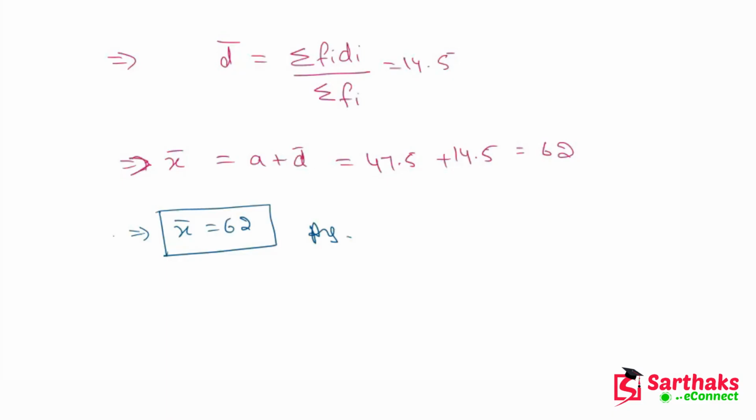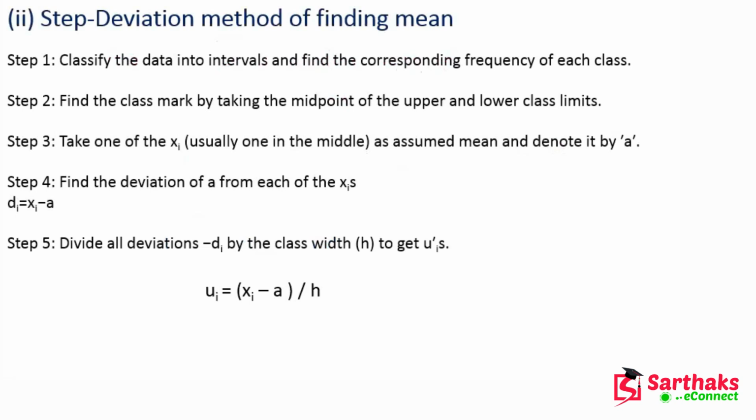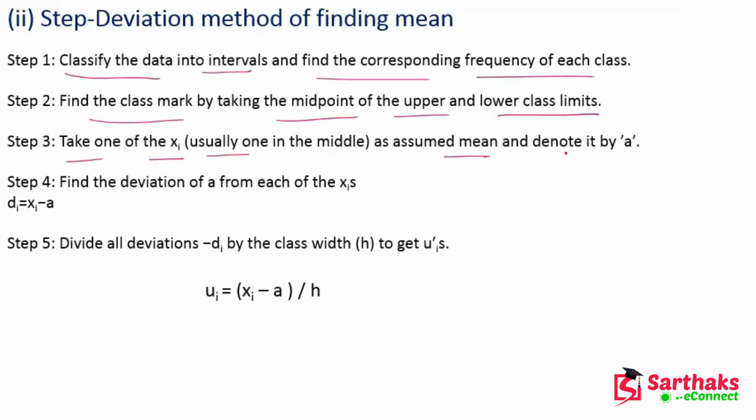Now let's move to the next method, which is the step deviation method. So what is this method? In step 1, first of all, we again classify the data into intervals and find the corresponding frequency of each class. Step 2 is again to find the class marks by taking the midpoint of the upper and lower class limits. The third step, most important, is to take one of the xi, usually one in the middle, as the assumed mean and denote it by a.